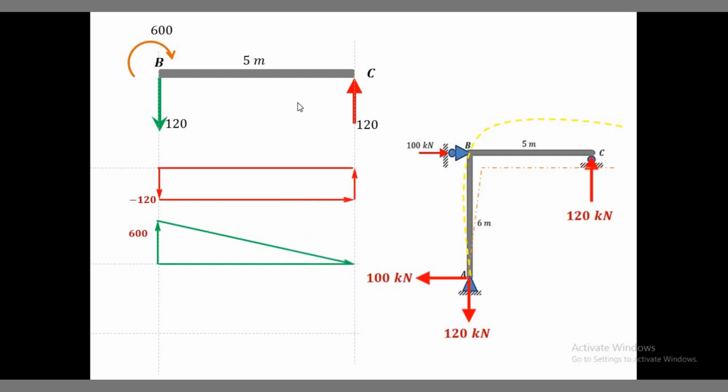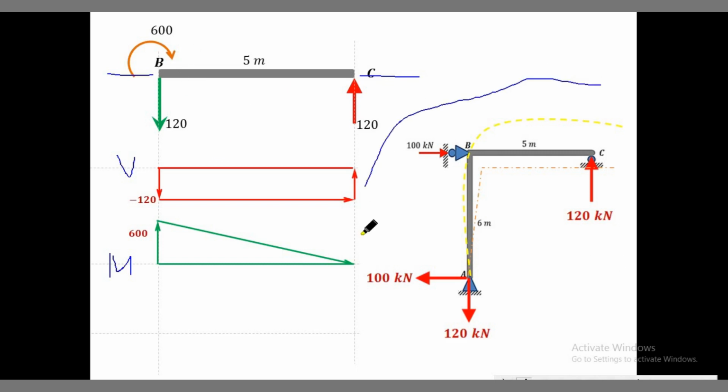Okay, so ito yung kanina, may BC. Ito yung ating shear diagram. And this is our moment diagram. As I've said a while ago, wala akong ido-drawing na axial force kasi wala nga tayo ditong value ng axial forces. So again, this member is neither compression nor tension.